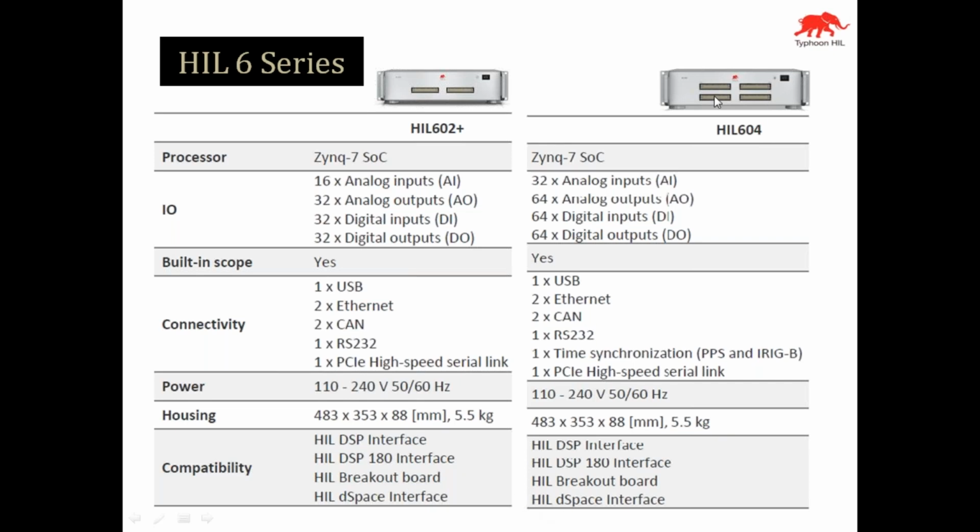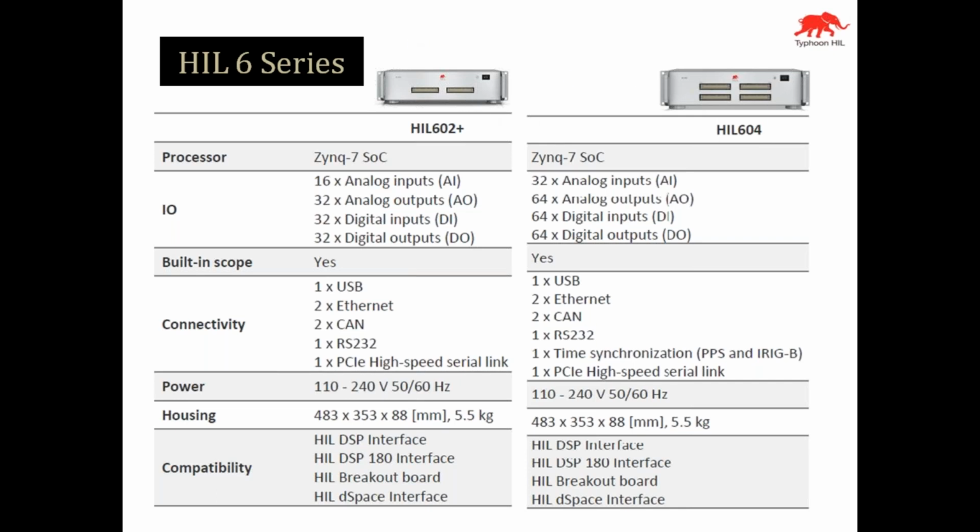Now again, you can identify 604 very easily: 1, 2, 3, and 4. If it is shown in the built-in microgrid test bed, you can easily see which box is used, either 604 or 602 plus.